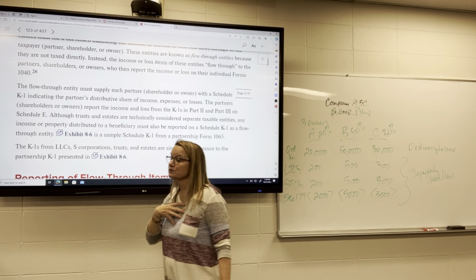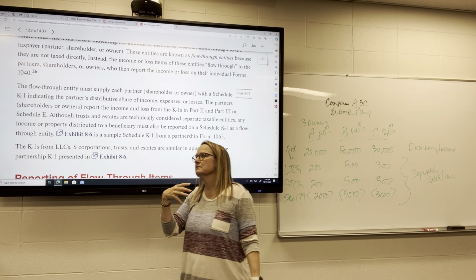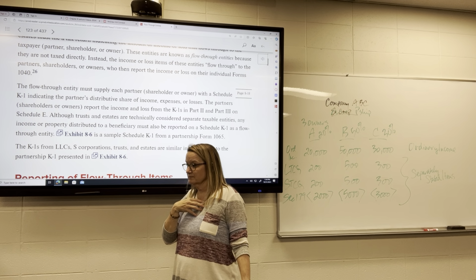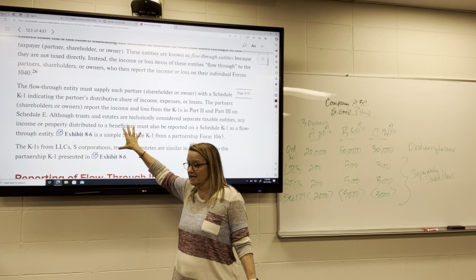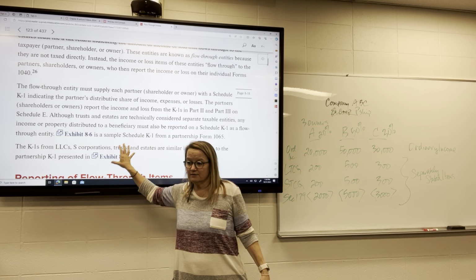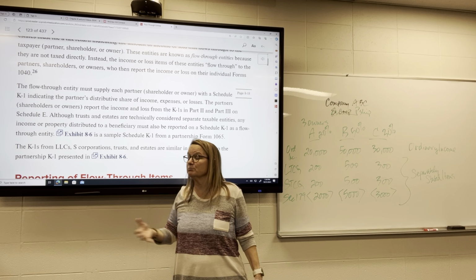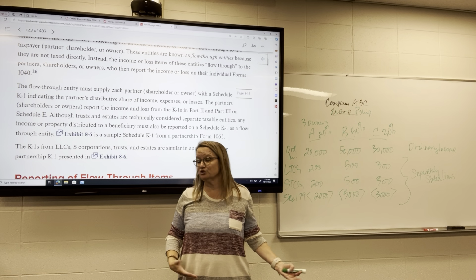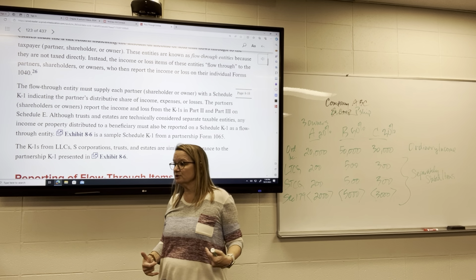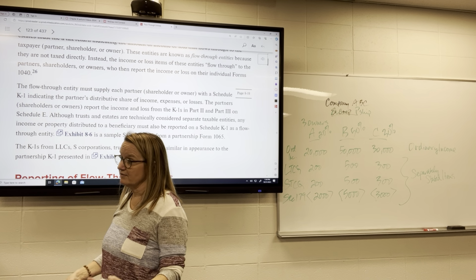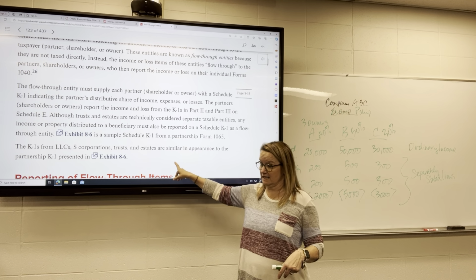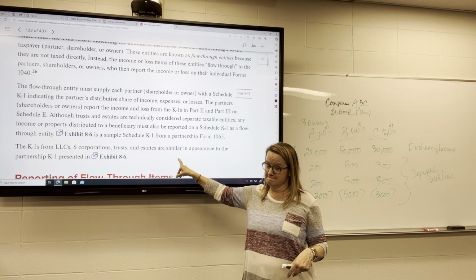The partners, the members, the owners receive a K-1 from these entities. If somebody just works for the entity, they're not going to get a K-1. Like if you're an employee of a partnership, but you don't own any part of the partnership, you don't get a K-1, you just get a W-2. Because you're an employee of that partnership. But if you're an owner of the partnership, you're going to get a K-1. Okay?